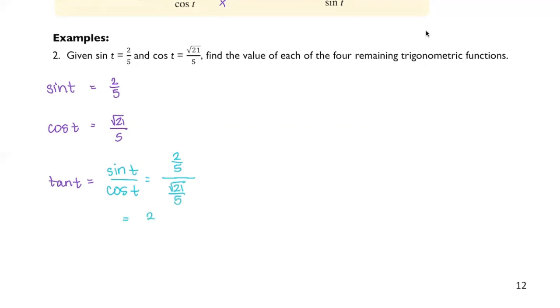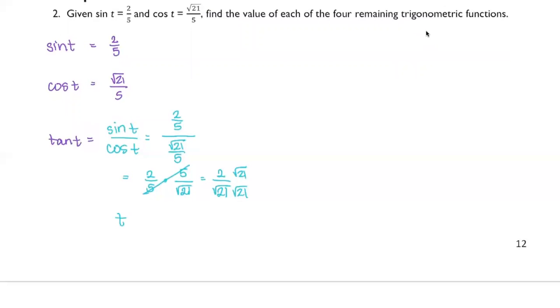Remember that with fractions, we keep, change, flip. So the 5's cancel out, and we get 2 over the square root of 21. And then we need to rationalize that. So we multiply by the square root of 21 over the square root of 21. And that tells us finally that the tangent of t is equal to 2 root 21 over 21. And that doesn't simplify any. Once we have these 3, the other 3 are very simple because they are all reciprocals.